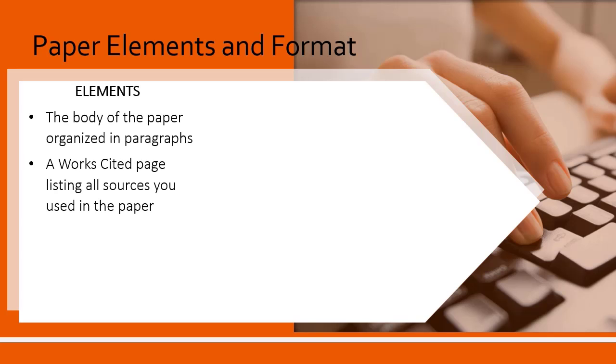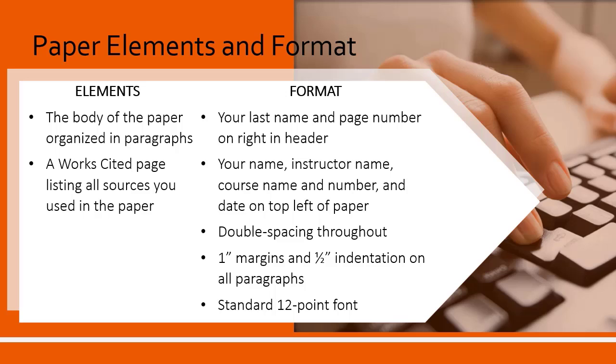There are two main parts or elements of an MLA Style paper. There's the body of the paper, which is organized in paragraphs, and then a works cited page at the end of the paper that lists all of the sources used in the paper. For the format of the paper, you may put your last name and the page number on the right in the header, your name, the instructor name, the course name and number, and the date on the top left of the paper. It should be double spaced throughout, have 1-inch margins all the way around, and a 1/2-inch indentation on all paragraphs. Use a standard, easily accessible 12-point font.